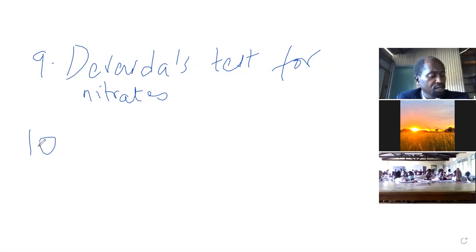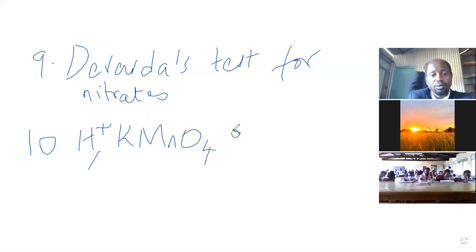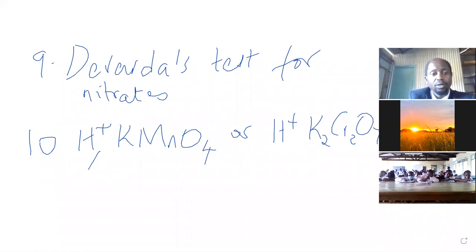Use of oxidizing agents, that is acidified potassium manganate 7 or acidified potassium dichromate 6. Now, under inorganic chemistry, these are used to identify sulfite ions. So we've said acidified, so these are for sulfite ions. Sorry, sulfite, not sulfate.